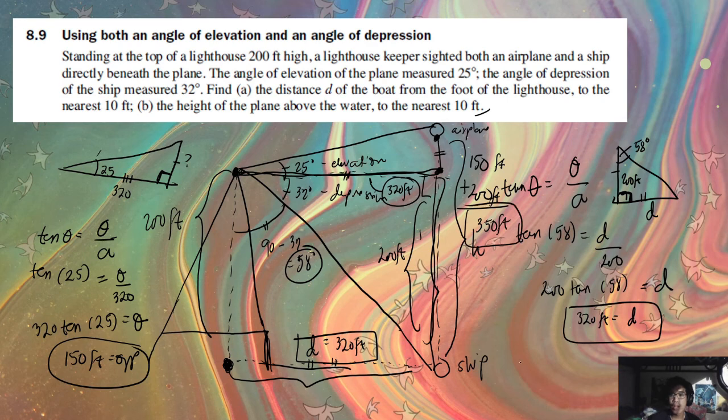We can write that down. For letter A, the distance between the ship and the lighthouse is 320 feet. And for letter B, the height of the airplane above the water is 350 feet. And that's how we solve this problem.